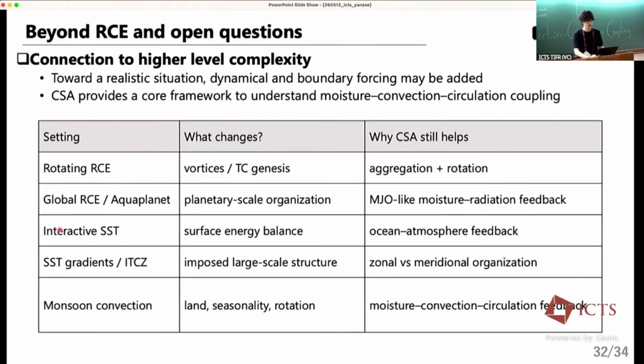And also, if we make the SST interactive, we can think about the surface energy balance. And we can discuss the ocean-atmosphere feedback and how it affects the organization of clouds, starting from the self-aggregation of convection. And if we add a large-scale SST gradient, maybe we can discuss aggregation in terms of meridional and zonal direction. And finally, it is a bit far from the RCE studies, but in terms of monsoon convection, maybe the basic physics between moisture, convection and circulation would be potentially similar between RCE convective self-aggregation and monsoon convection. So maybe that is the hierarchical thinking from RCE to the more real world.